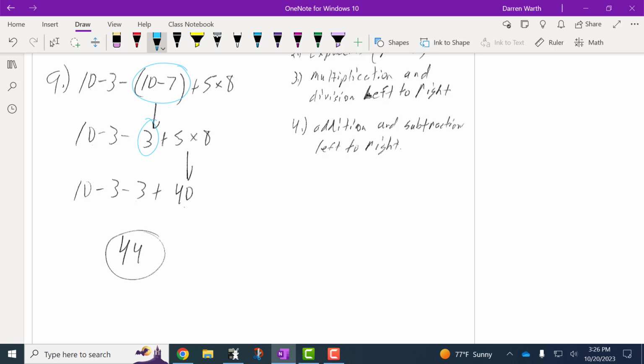Well, there's no powers or exponents I have to worry about, but I do have to do this problem. Multiplication division's next, so I got to do that one next, so that's going to be 40. So now that I've got all addition and subtraction, just go from left to right. So I got 10 minus 3 is going to be 7, and 7 minus 3 is going to be 4, and 4 plus 40 is going to be 44.